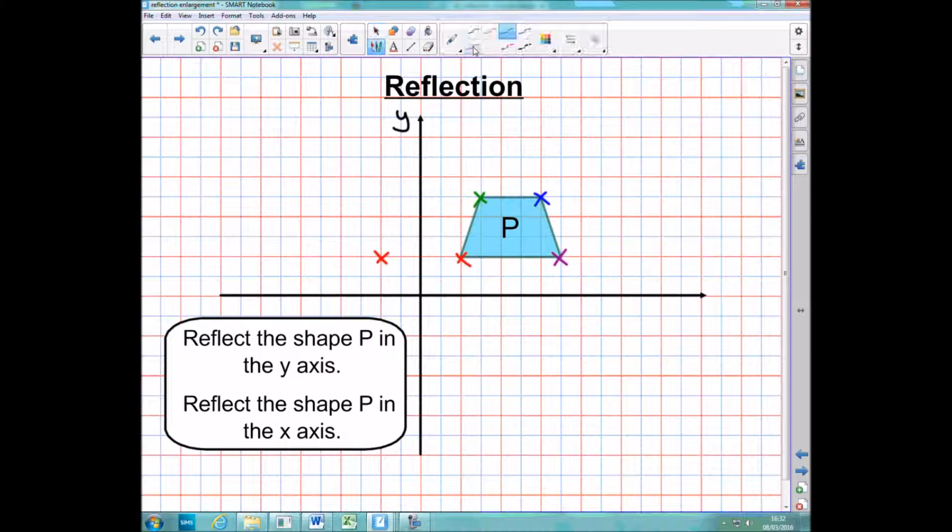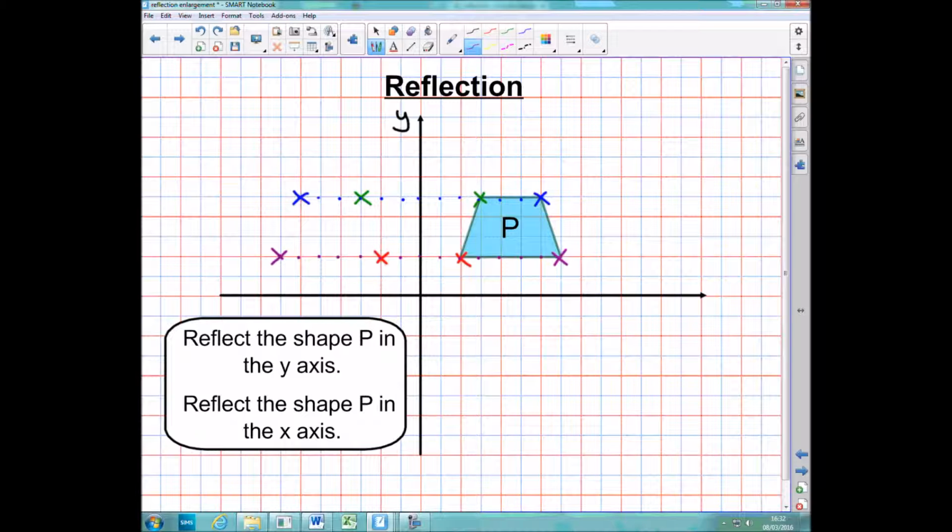The green cross is 3 away, so again I'm going to count 3 away from my line and it will sit here. The blue one is a little bit further away, so I'm just going to count it carefully. 1, 2, 3, 4, 5, 6 away, so I've got to count another 6. 1, 2, 3, 4, 5, 6. Sits there. And the purple one, again it's quite far away, so I'm just going to count this carefully. 1, 2, 3, 4, 5, 6, 7.